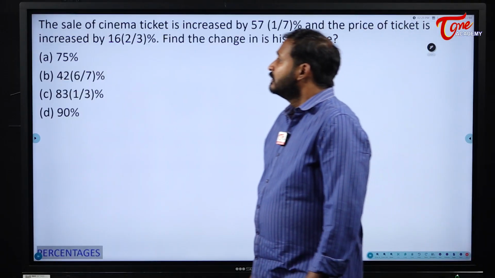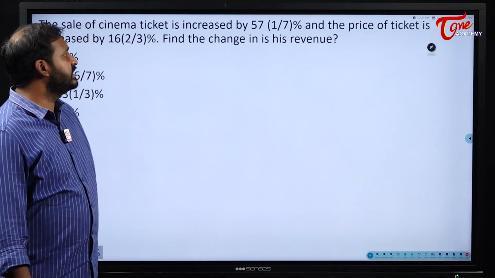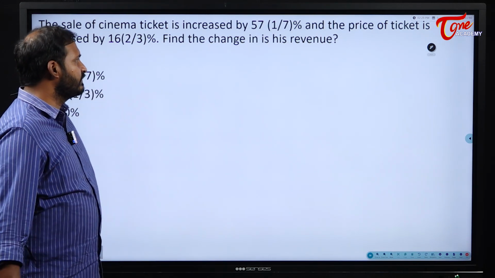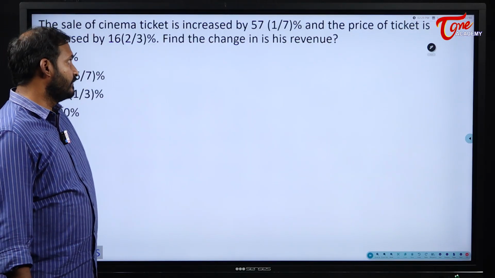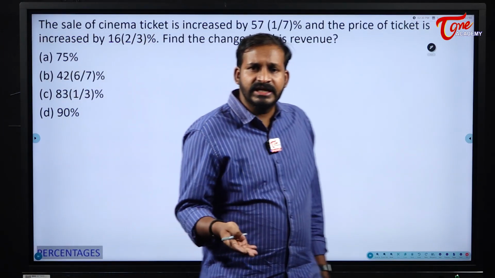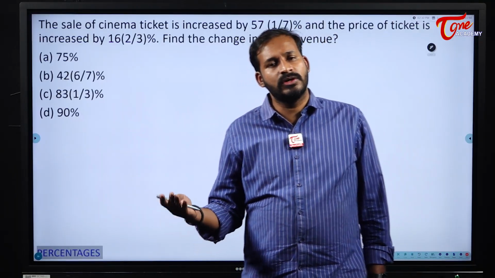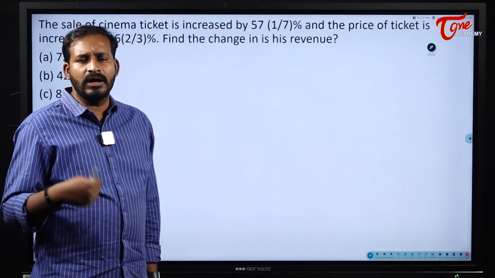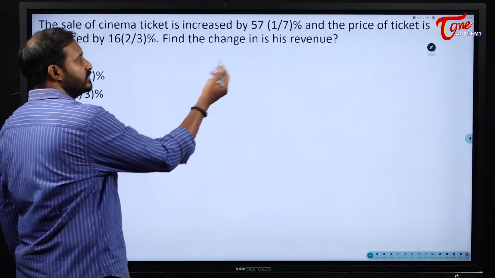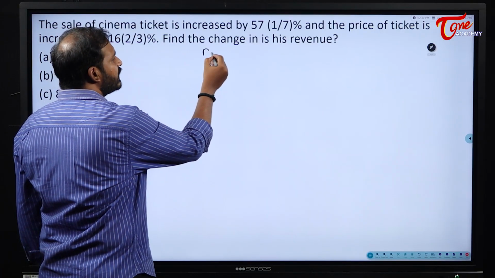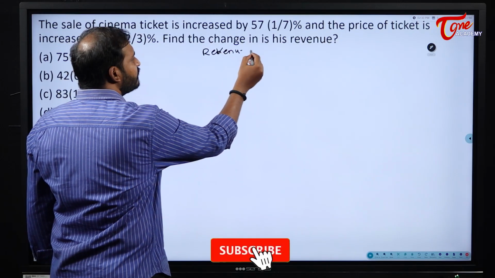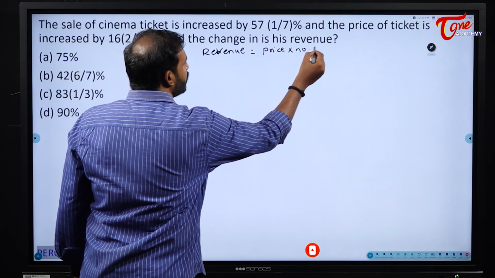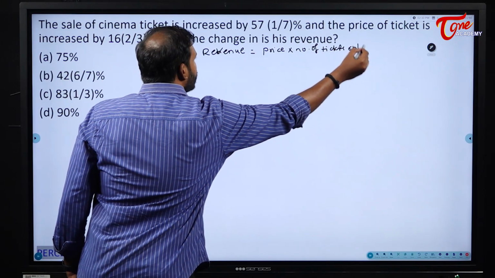Next one. The sales of a cinema ticket is increased by 57 1/7% and the price of the ticket is increased by 16 2/3%. Find the percentage change in the revenue. Okay. Here the price was increased as well as the number of tickets sold. So obviously we will get an increase in the revenue, but we need to calculate what amount of revenue is increased. Same concept, right? How will we calculate the revenue? Price of ticket into number of tickets sold.